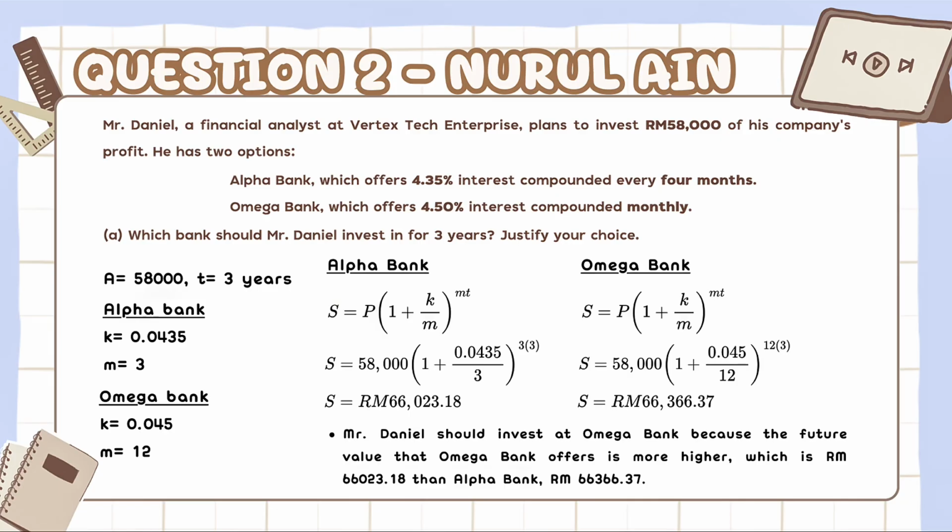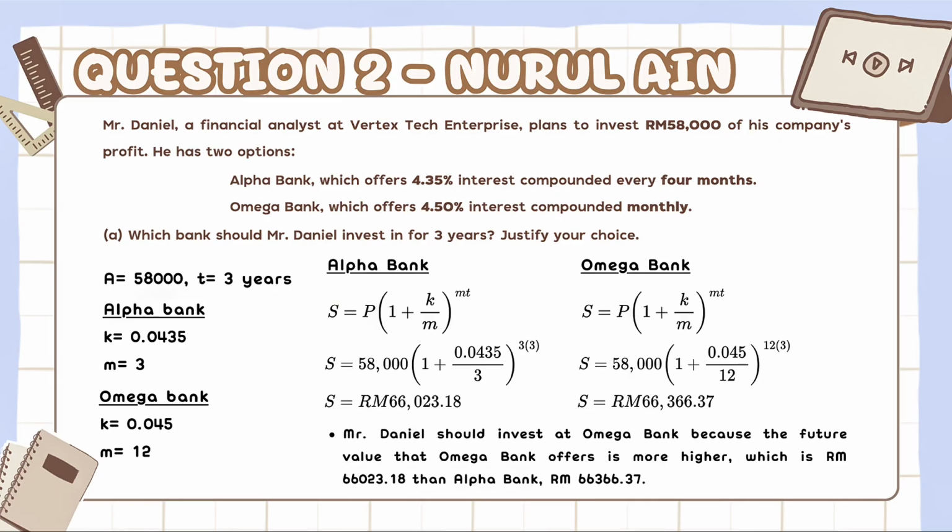For this question, we need to solve it using the S formula to calculate the future value for each bank. First, I will calculate for Alpha Bank using the S formula and substitute it according to the information in the question above. P equal to 58,000, K equal to 0.0435 for the interest of Alpha Bank, M equal to 3 as it was compounded every 4 months in a year, T equal to 3 because Mr. Daniel invests it for 3 years. The answer that we will get is RM 66,023.18 cents.